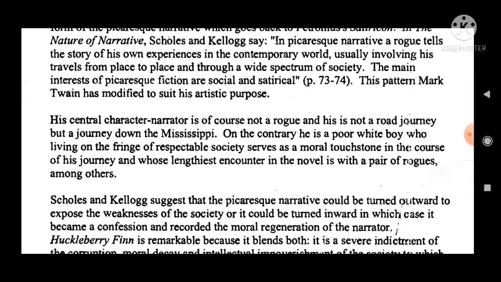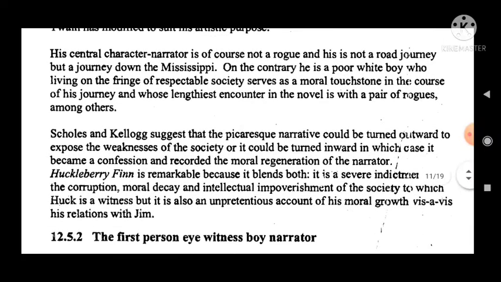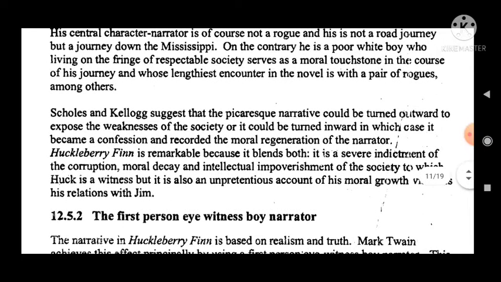His central character narrator is of course not a rogue, and his is not a road journey but a journey down the Mississippi. On the contrary, he is a poor white boy who, living on the fringe of respectable society, serves as a moral touchstone in the course of his journey, and whose lengthiest encounter in the novel is with a pair of rogues among others.